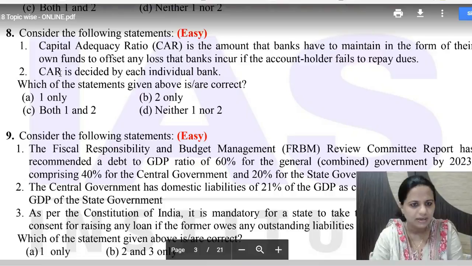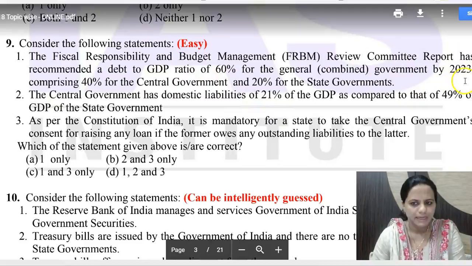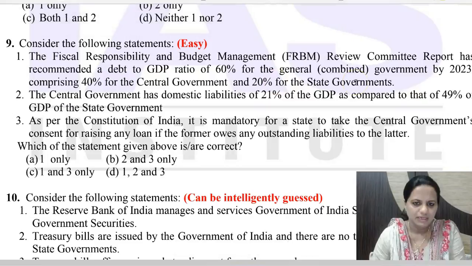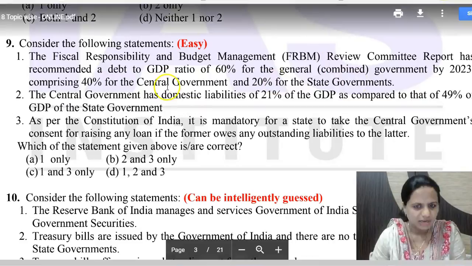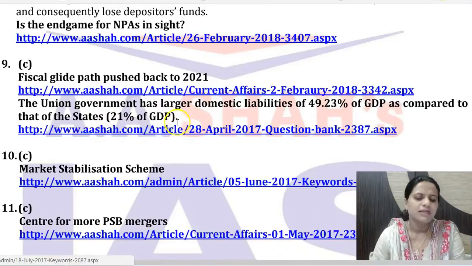So the ninth question. First statement: the Fiscal Responsibility and Budget Management Review Committee report has recommended a debt to GDP ratio of 60% for general combined government by 2023, comprising 40% for central government and 20% for state governments. So the FRBM Review Committee, NK Singh panel, had been in news. This is directly from Current Affairs. It was actually a complete article by Mr. NK Singh in newspapers, in the Hindu newspaper too. It was in news, so from that specifically, it has been asked.